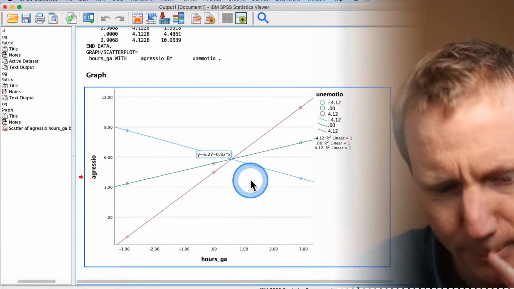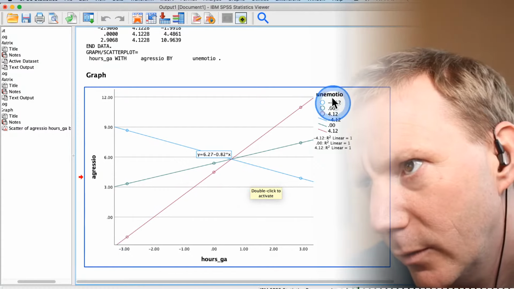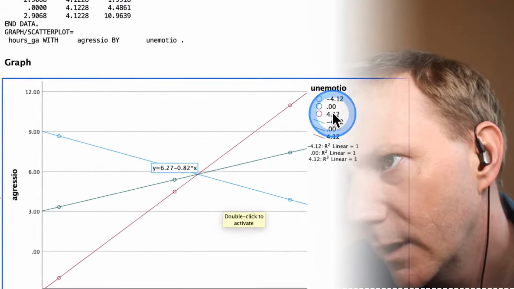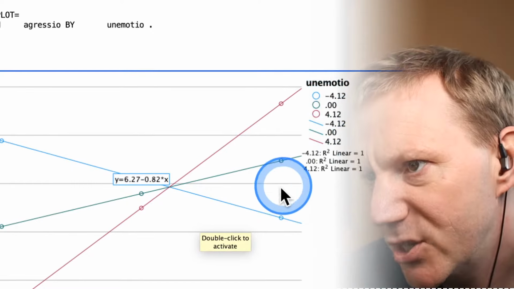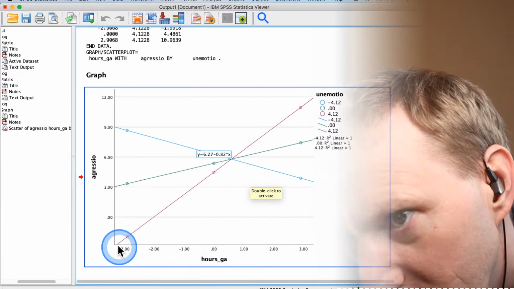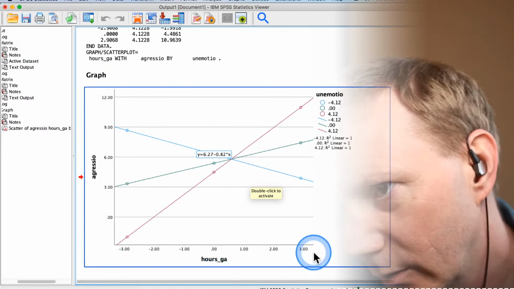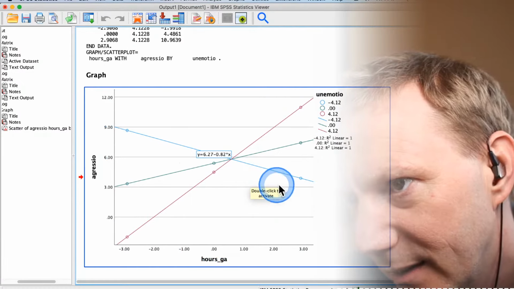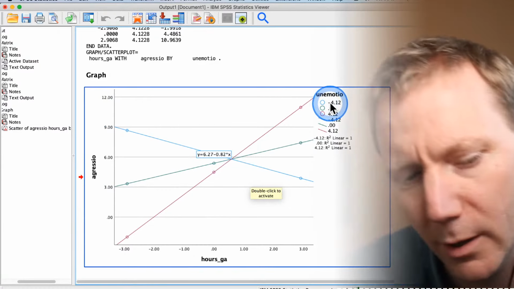So what we're seeing here is that for the low level of unemotional traits, this is the blue one, the relation between hours of gaming going up from left to right, and it's mean centered, so this is the mean hours of gaming going up and going down. We see that there's a negative relation for people that are low on unemotional traits.